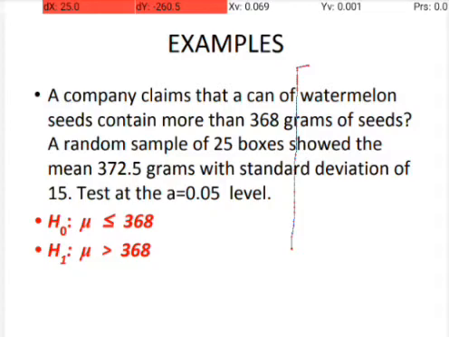Then after that, you can see they showed the mean of 372.5. Now the mean in this case is what we call our bar x. Anyway you say average or mean, you are talking of bar x. So I hope you are taking note. Then our standard deviation is 15. So I think we are good to go.